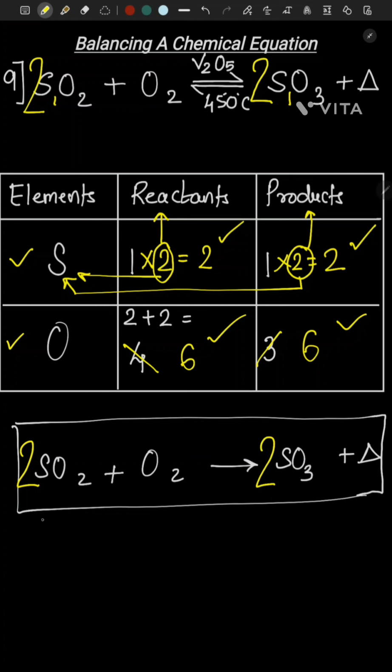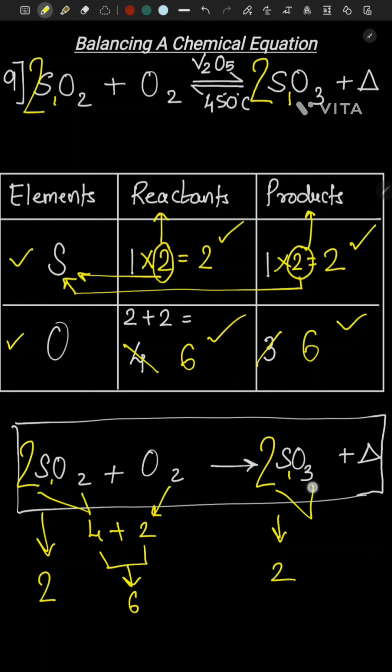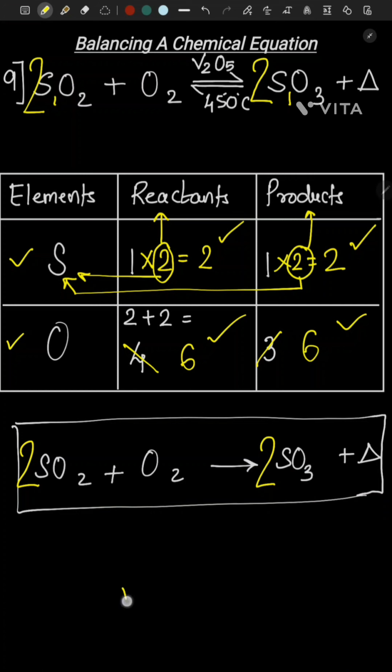Now if you want to tally, the sulfur atom on this side is 2 ones are 2. The sulfur atom on this side is also 2. Both are balanced. Oxygen 2 twos are 4. This 2 together on adding becomes 6. Same way, 2 threes are directly 6. Hence the chemical equation is balanced.